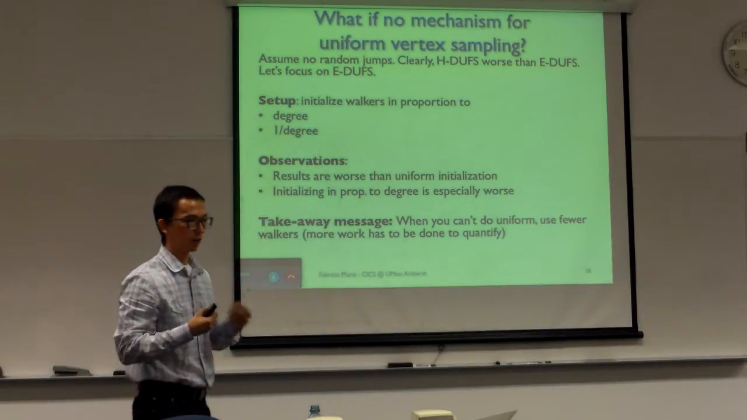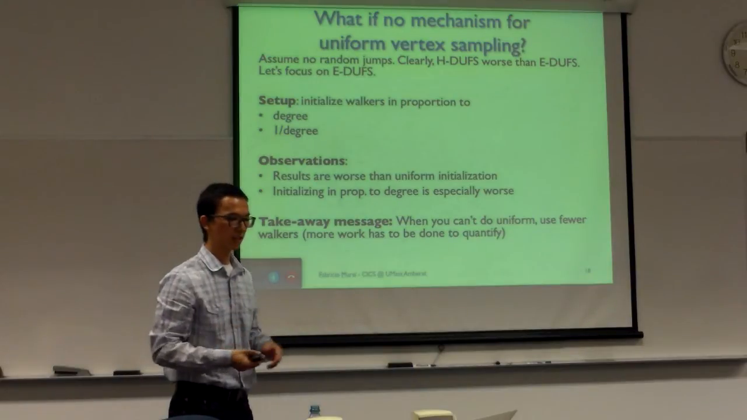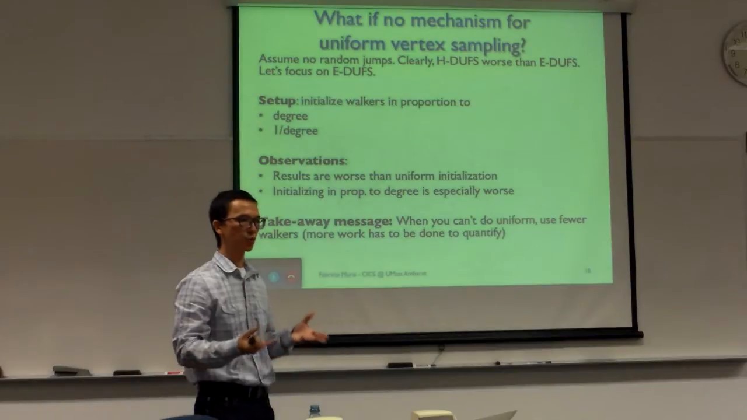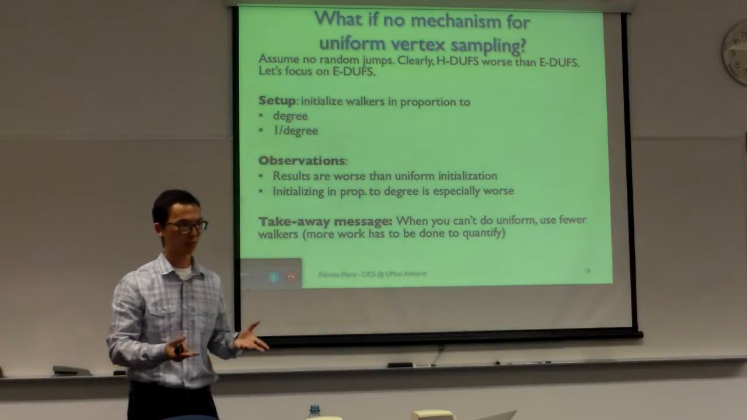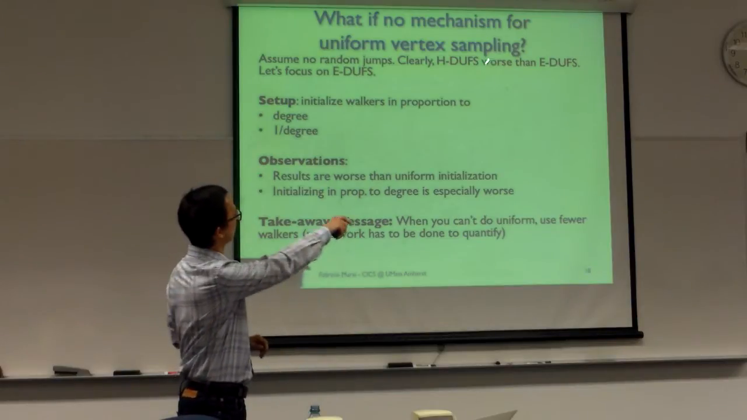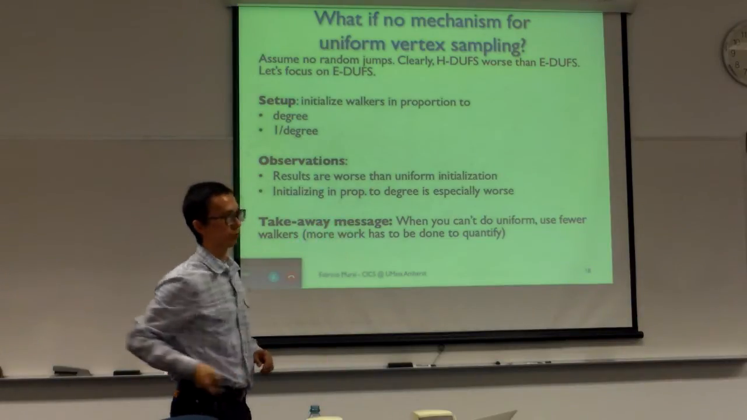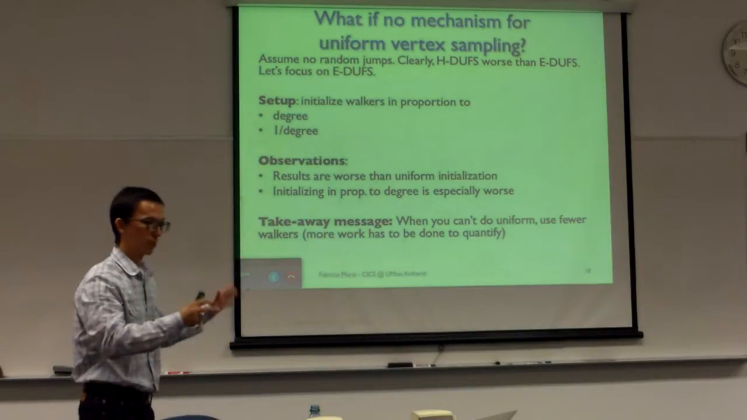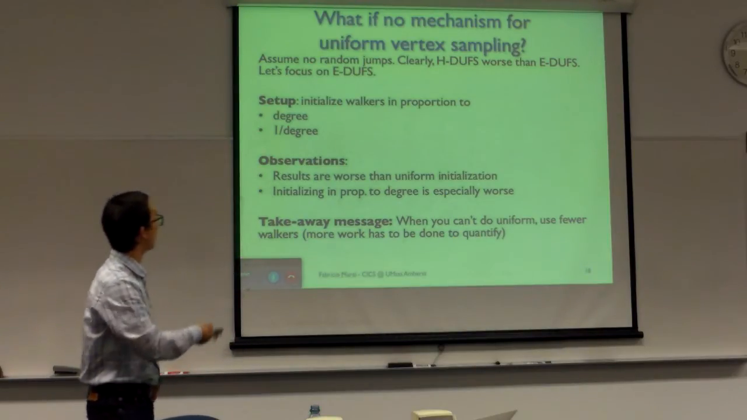Clearly, the hybrid estimator is going to do worse than the original one because it assumes the initial Walker locations correspond to uniform vertex samples. If that's not the case, then it's going to be outperformed by the original estimator. So let's focus on the original estimator for the purposes of this talk.